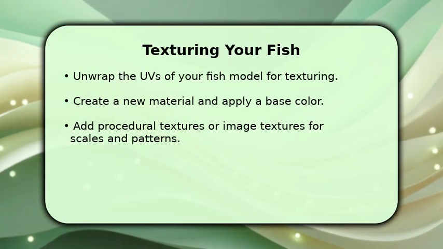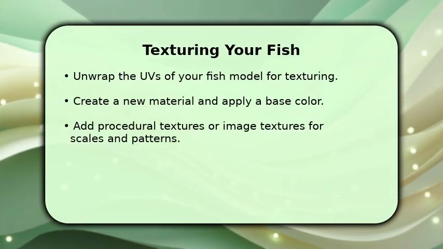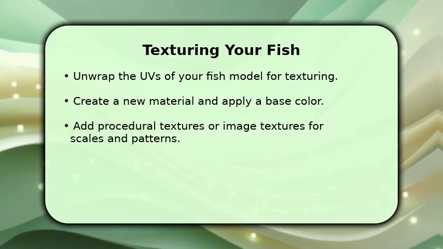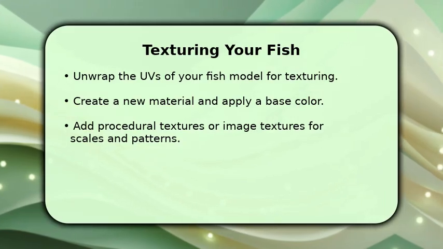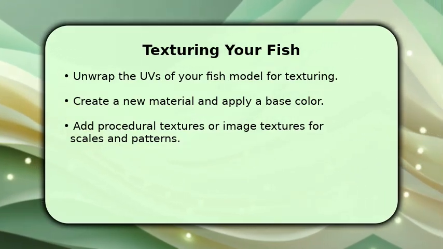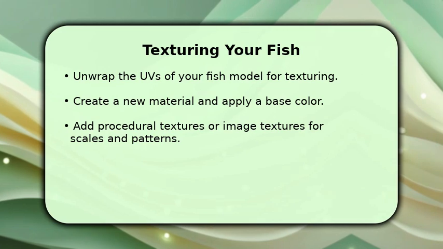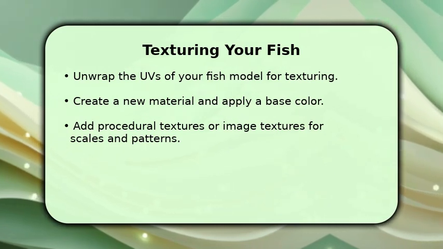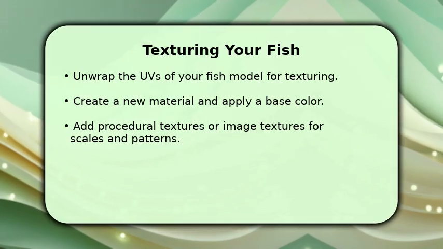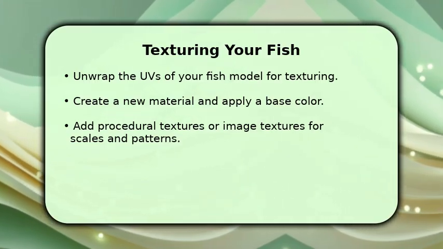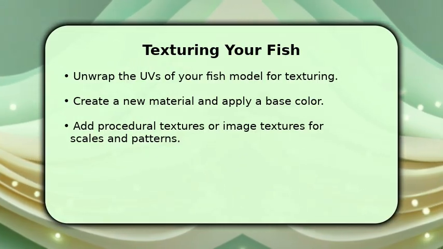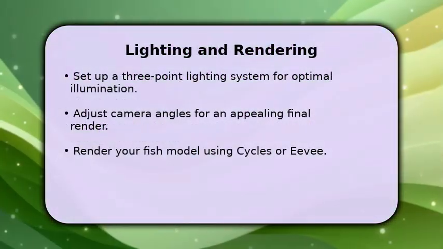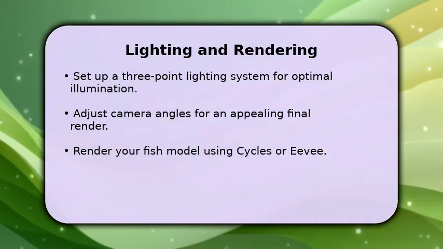Now, it's time to bring your fish to life with textures. First, unwrap the UVs of your model to prepare it for painting or applying image textures. Create a new material in the shading workspace. Start with a base color, perhaps a vibrant blue or orange. Then, add a noise texture or an image texture to simulate scales, adjusting the scale and rotation for a realistic effect.